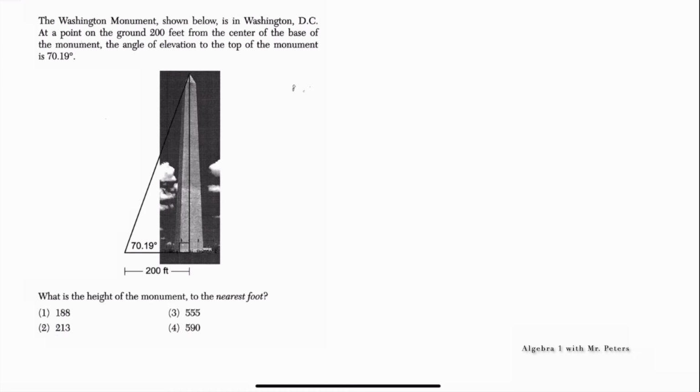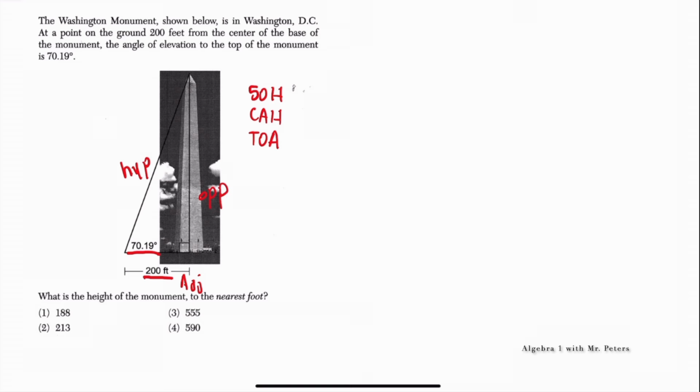In the next example, they want us to determine the height of the Washington Monument. And the only information they gave us was that we're 200 feet from the base of the monument, which you can see right here, and they gave us the angle of elevation, which is 70.19. So we should know that we are going to use trig functions to determine the actual height. And relative to that angle, 70.19, here's our hypotenuse, the adjacent side, and the opposite side.